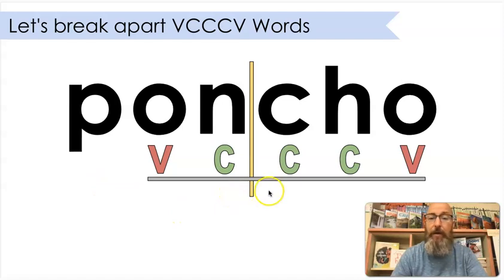Poncho. And I know that says O because there's nothing behind it to close it. So it's an open syllable. Poncho. Poncho. Do you know what a poncho is? It's something you wear when it rains sometimes. Keeps your head from getting wet.